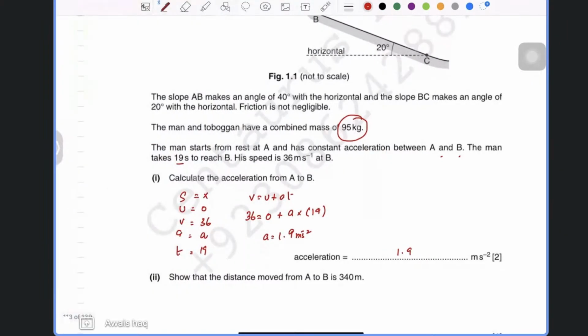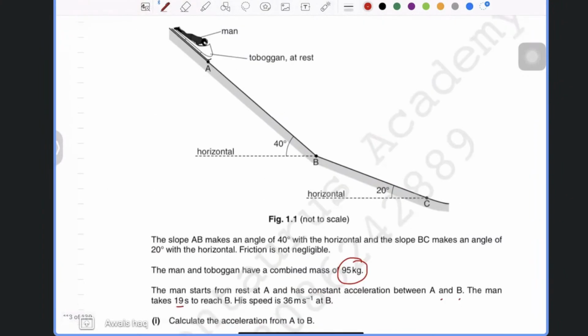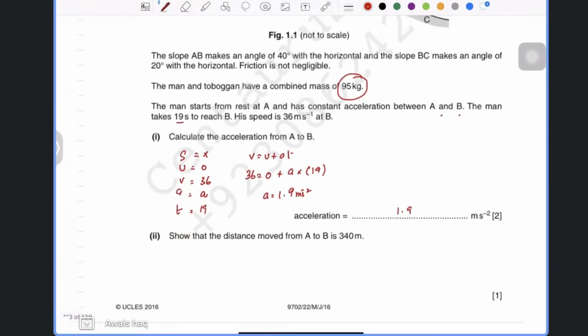Then it says show that the distance moved from A to B is 340 meters. Okay, fair enough. Now you can use SUVAT again if you want to, and this time you can use 2as equals v squared minus u squared, or you can simply use the other one, which I think would be easier, s equals ut plus half at squared. The u term will be 0 because the initial velocity was 0, the acceleration was 1.9, and the time here was 19 squared.